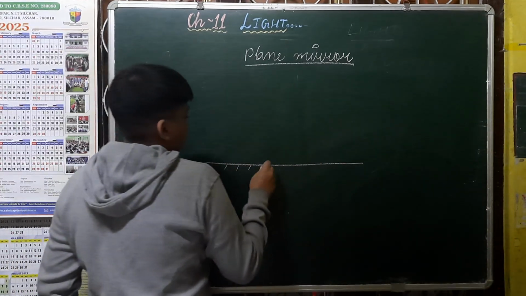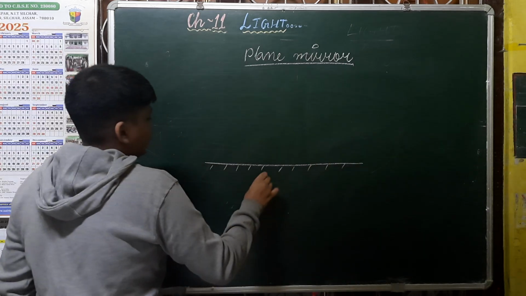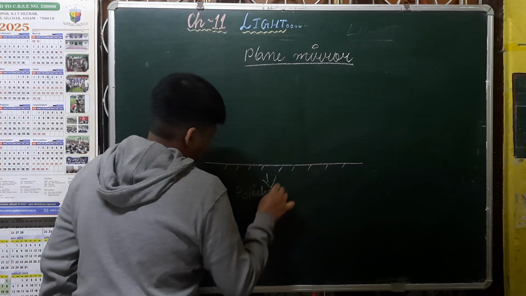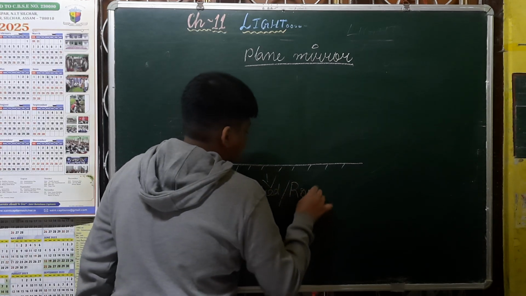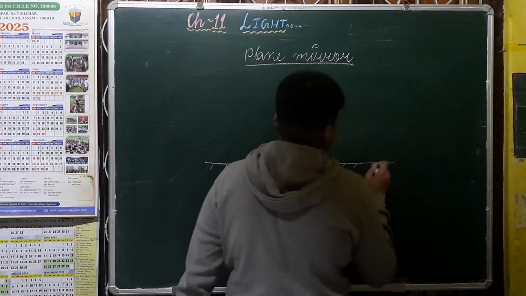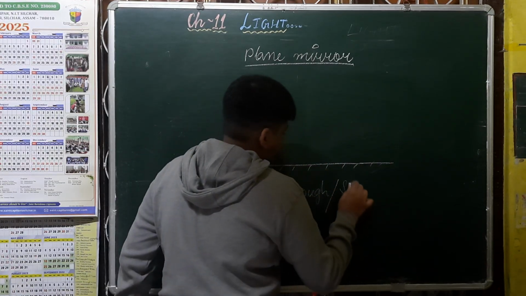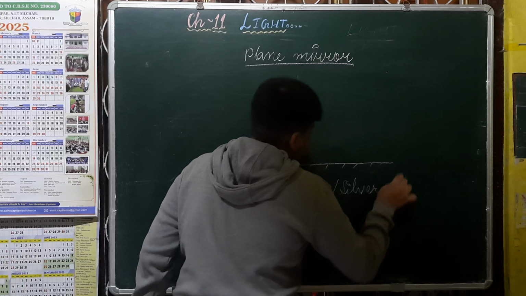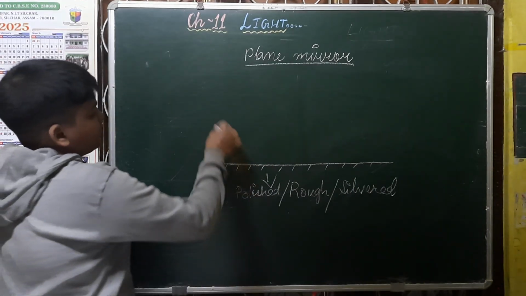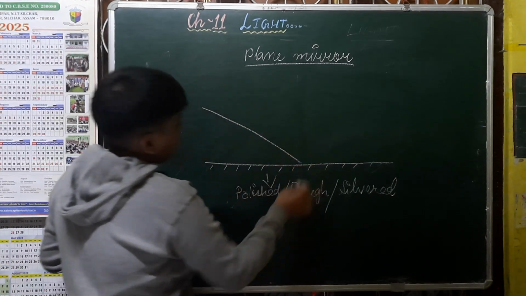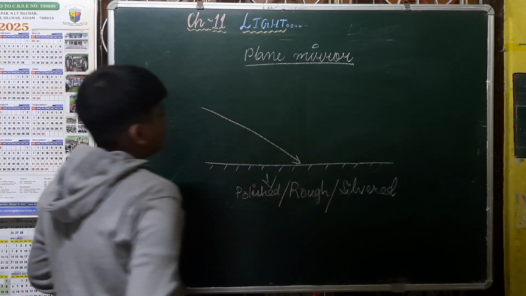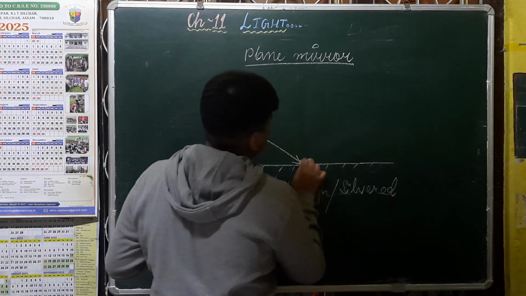This is a plane mirror. This side is the polished, or you can also say rough, or you can also say this side as the silvered side. So when the light ray falls, it will hit and again go back.